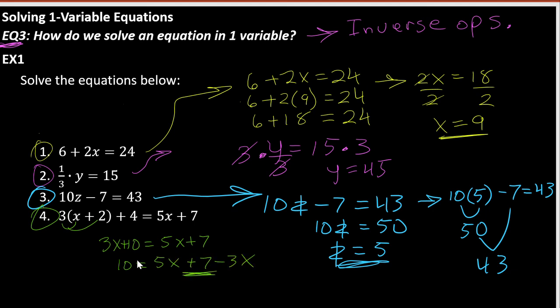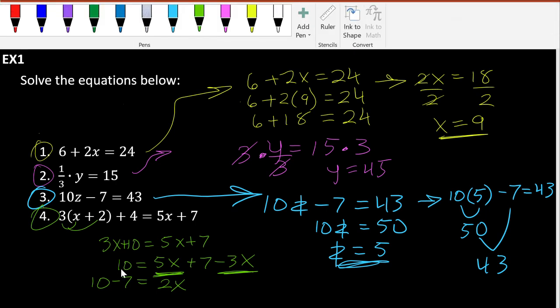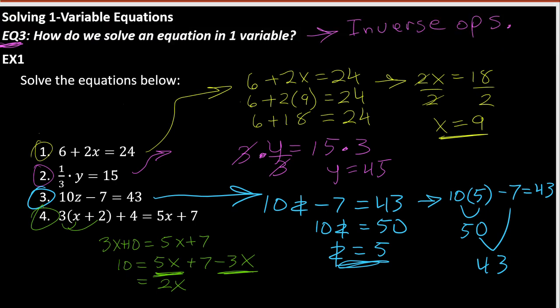And then I want this plus 7. I want this over here with its constant buddy over here, the 10. And of course, to do that, I'm just going to do minus 7. So I've got 10 minus 7 equals, and I can go ahead and combine like terms. 5x minus 3x, well, of course, that's just positive 2x. And then the 10 minus 7 is, of course, simply 3.